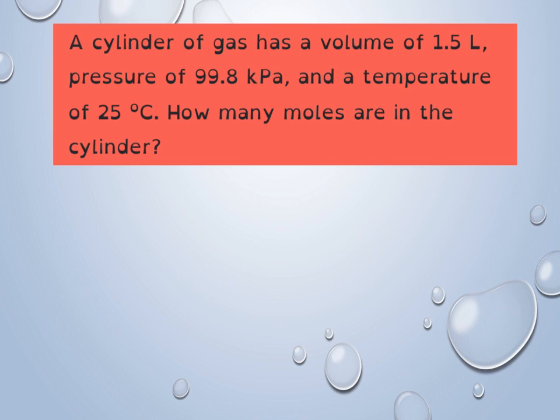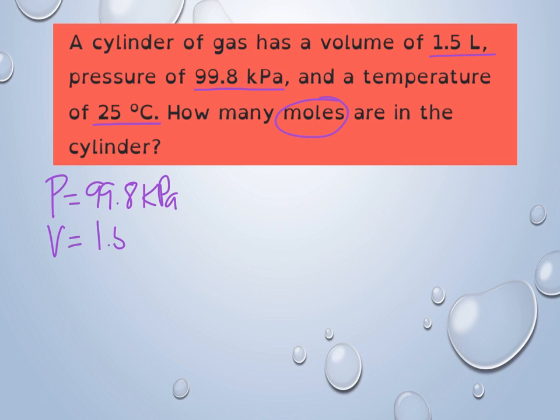All right, this sample problem says a cylinder of gas has a volume of 1.5 liters, a pressure of 99.8 kPa, and a temperature of 25 degrees Celsius, and it wants to know how many moles are in that cylinder. So we have a pressure of 99.8 kPa. We have a volume of 1.5 liters. We have a temperature of 25, but again, we have to add our 273, so it becomes 298 Kelvin. And they want to know moles.